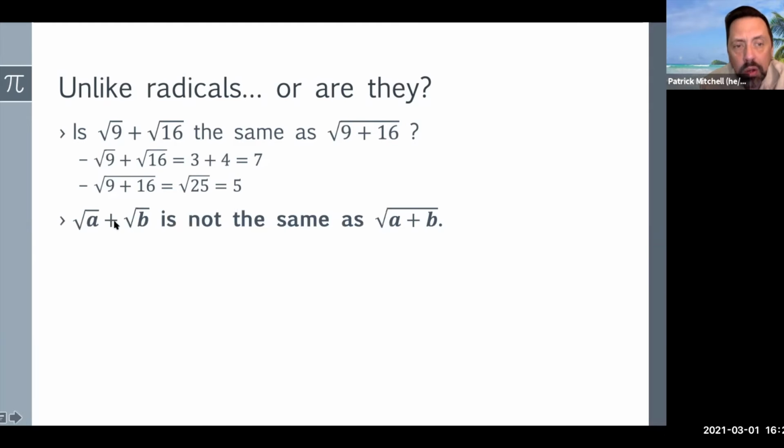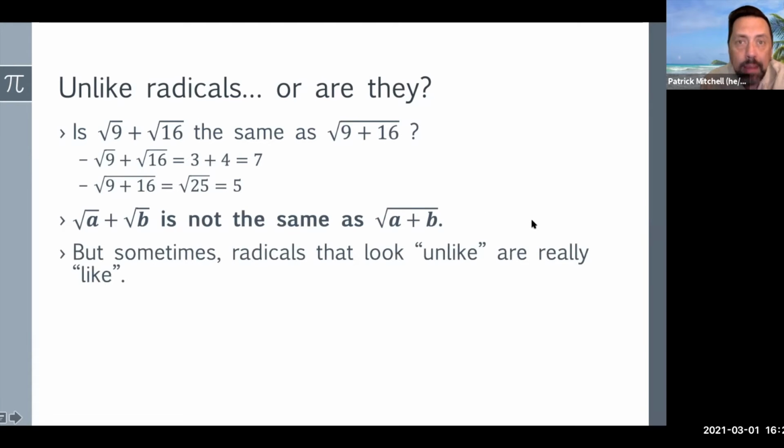All right, so the square root of a plus the square root of b does not give you the square root of a plus b. In other words, when you're handed two unlike radicals and you want to add them together, it's not that simple. Sometimes it can't be done. You just have to leave it. If it was square root of a plus square root of b, you would just leave it like that. That's the simplest form of square root of a plus square root of b. However, sometimes radicals that look unlike are really like radicals.